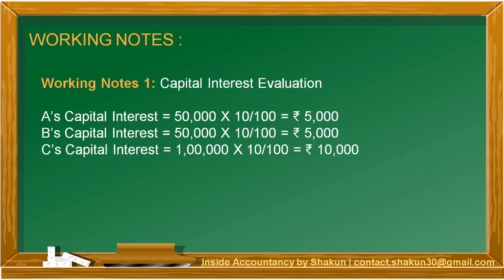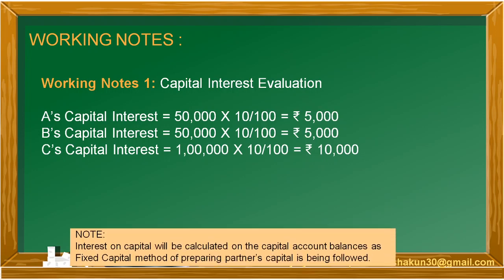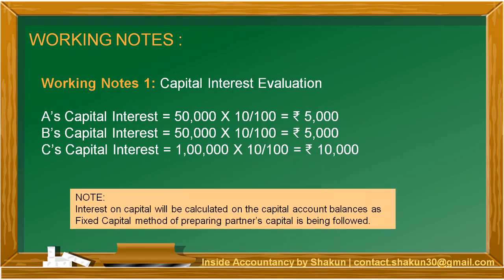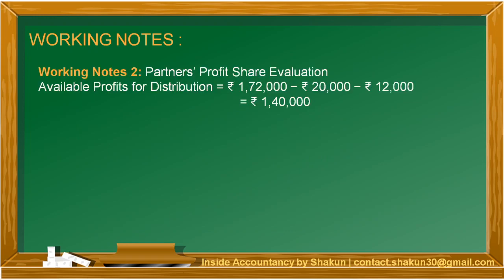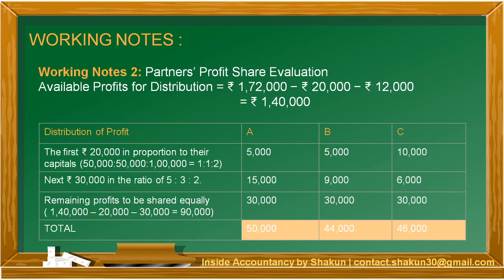The first working note relates to the interest on capital evaluation. The interest has been calculated at the rate of 10% on the capital account balances. Interest on capital, as I've already told you, is calculated on capital account balances whenever fixed capital method is followed. The second working note relates with the partner's profit share evaluation.